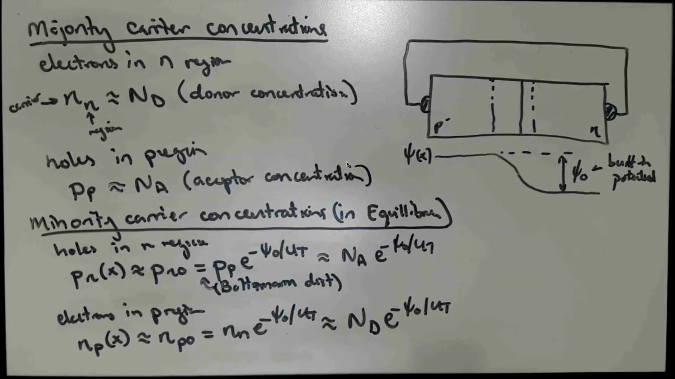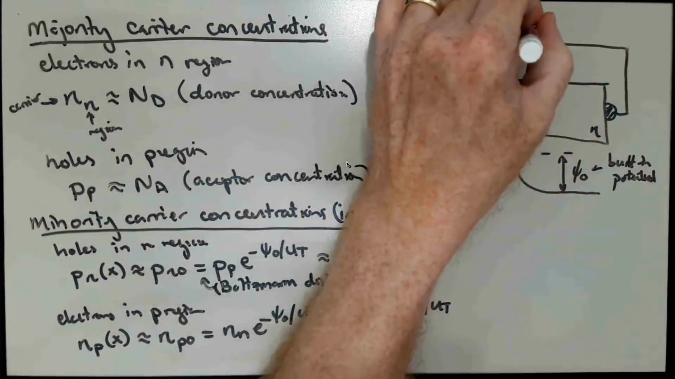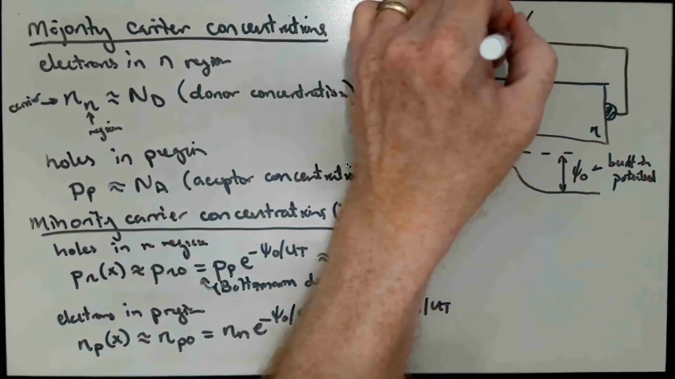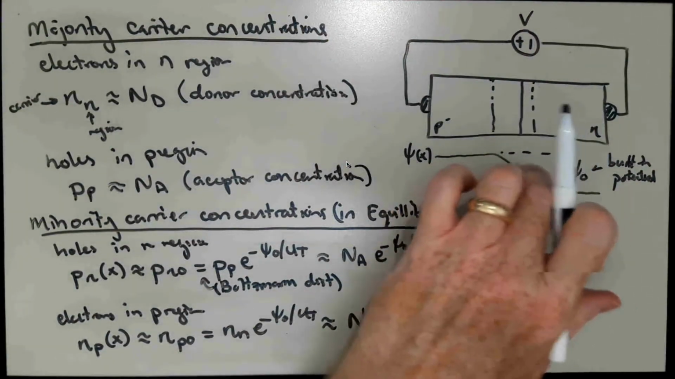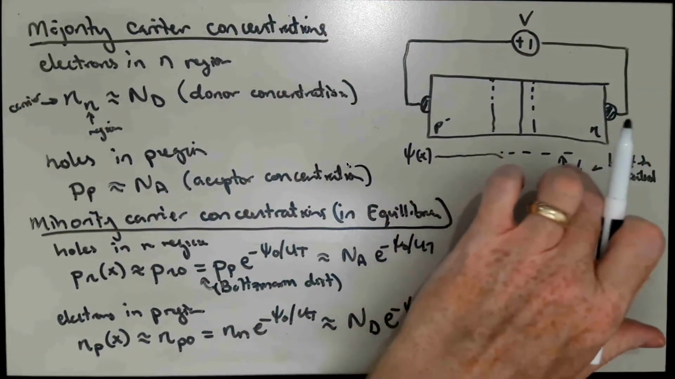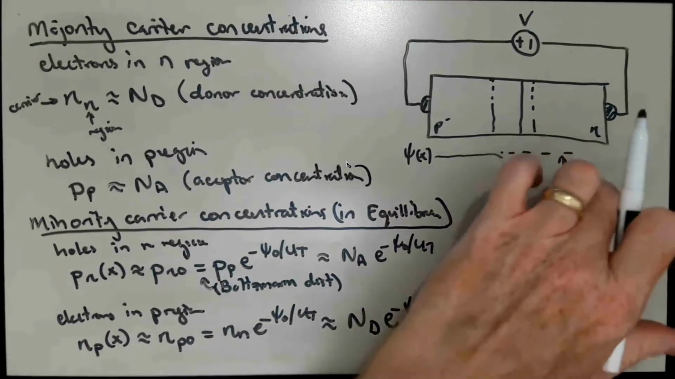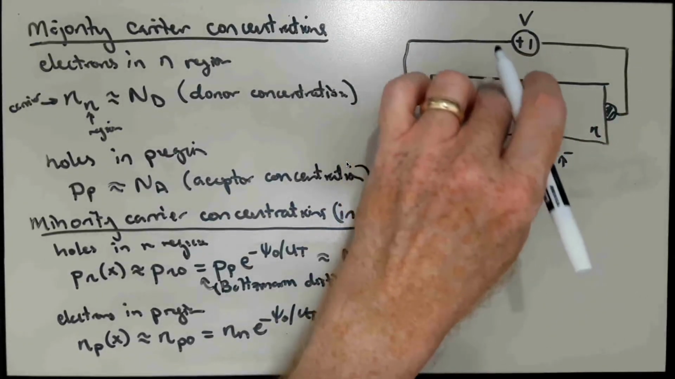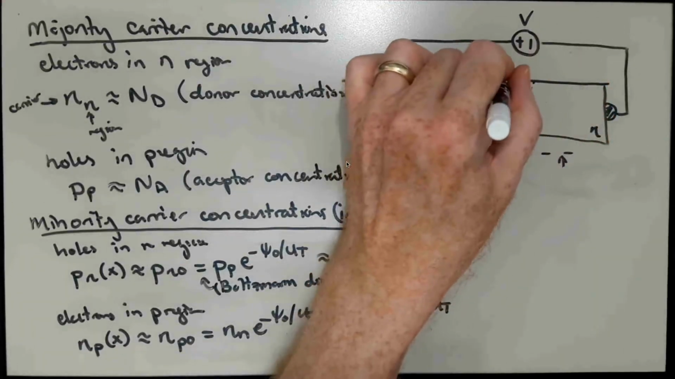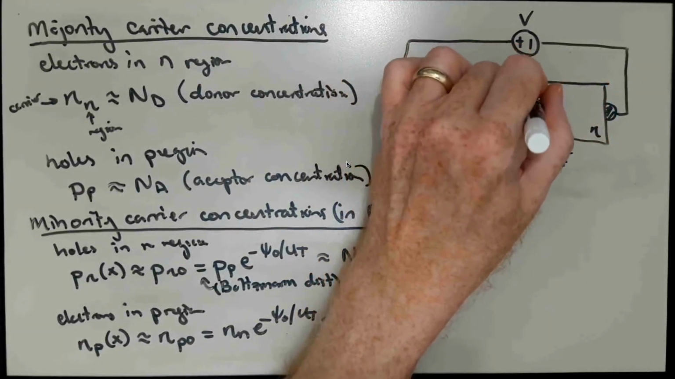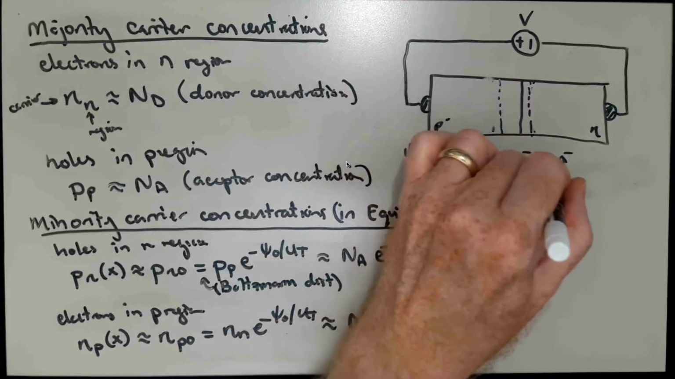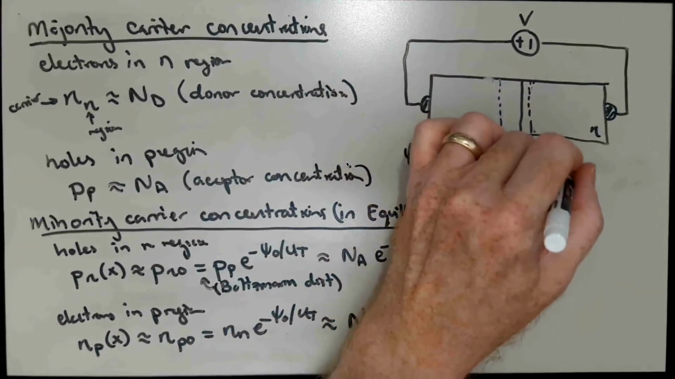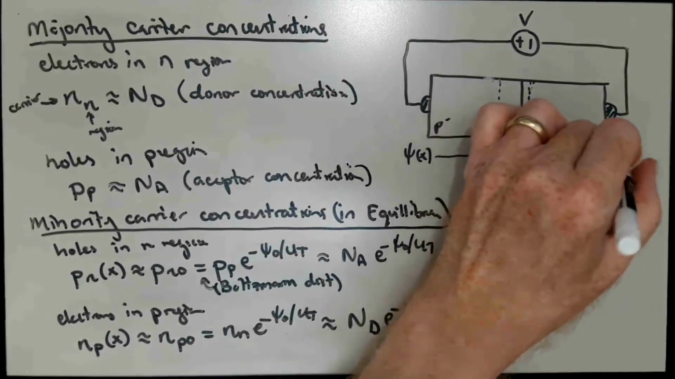Okay, so now what we're going to do is imagine that we have a situation where we are applying a bias here of V, and that's going to reduce this barrier so that it's lower than the built-in potential. So it's going to narrow the depletion region a bit. And so we're going to have something that looks maybe like this, where our barrier is now psi 0 minus the applied bias V.